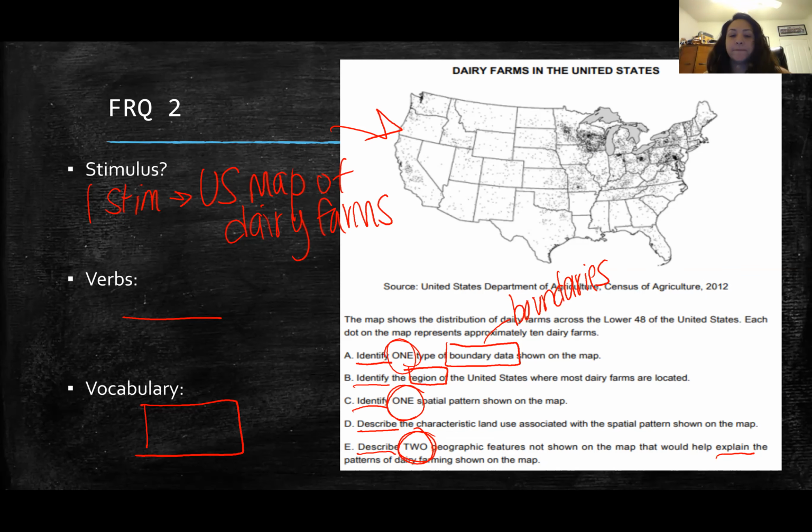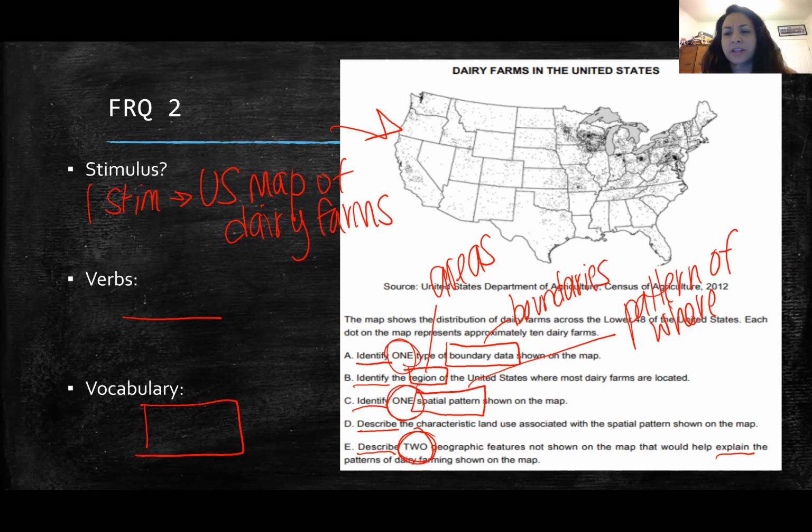Okay. So identify the region of the US where most dairy farms are located. So you're going to say north, south, east, west, okay? You're looking at your regions. You should know what a region is, or the areas, all right? Then letter C, identify one spatial pattern shown on the map. So spatial pattern, basically like the pattern of where stuff is. That's all it is, where stuff is. Were you overthinking it? I think you were.